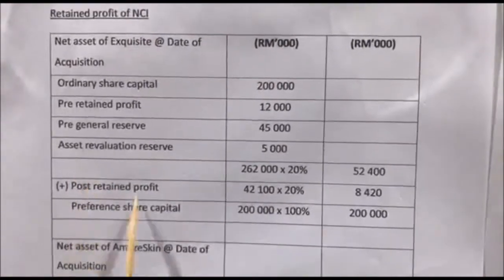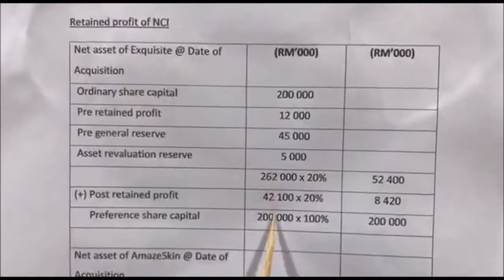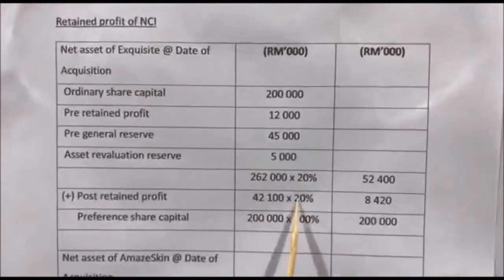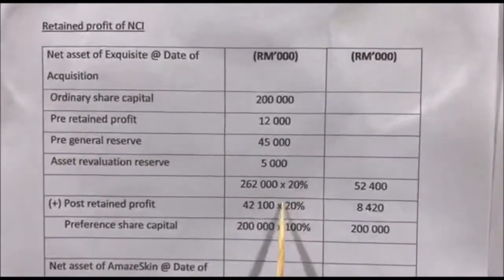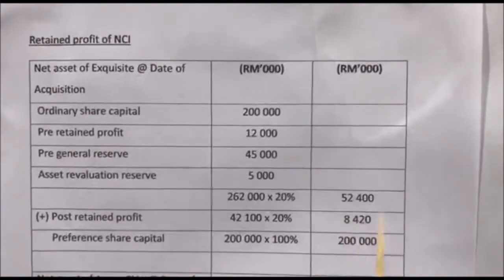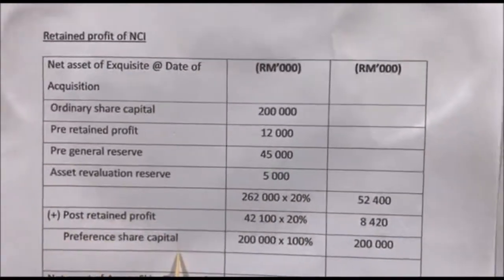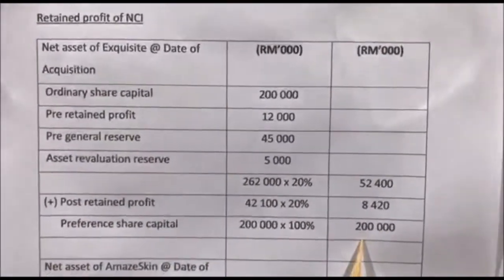As we already calculated the post-retained profit from the previous calculation of 42.1 million, the amount will also be apportioned with 20% of the NCI percentage of control, which results in 8.42 million. We will also add the preference share capital of 200 million.